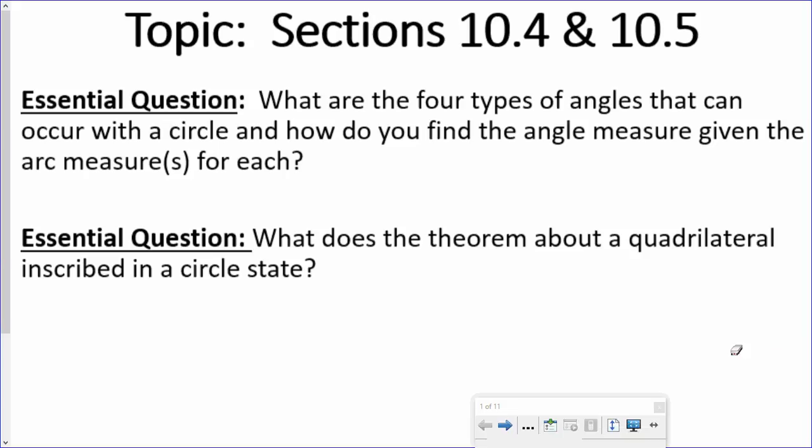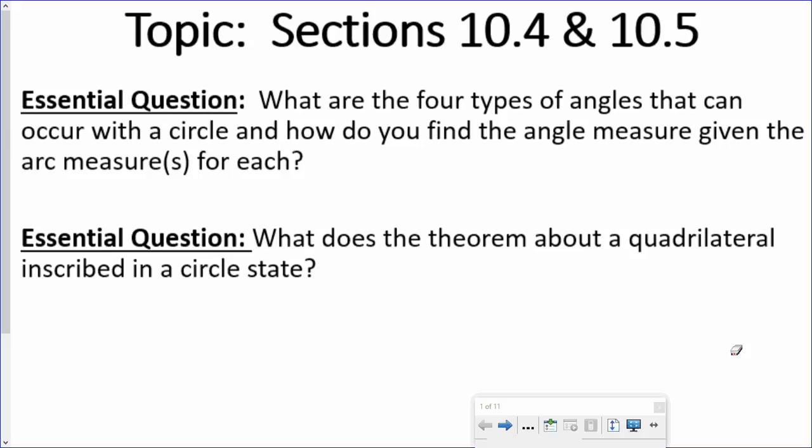Okay, so today we're going to cover sections 10.4 and 10.5. There are two essential questions since we have two sections. The first one is, what are the four types of angles that can occur with a circle, and how do you find the angle measure given the arc measures for each? And then essential question number 2, what does the theorem about a quadrilateral inscribed in a circle state? So what does that theorem say?